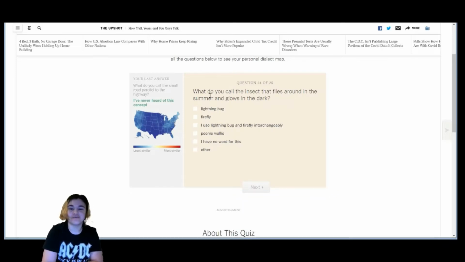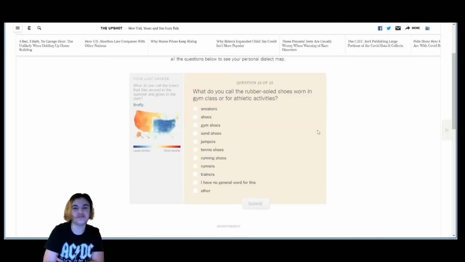So, what do you call the insect that flies around in the summer and glows in the dark? It's a firefly. A peeny wally. Excuse you. What the fuck? If you call it a peeny wally, let me know. Don't think I want to hang out with you.